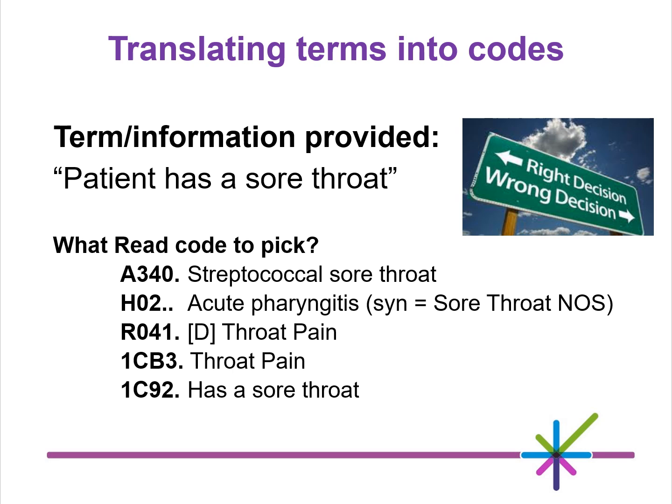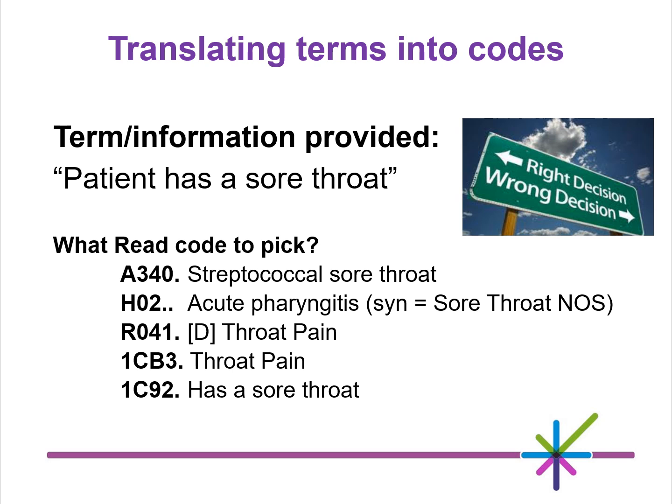R041-D, in square brackets, throat pain, is from Chapter R, the Signs, Symptoms and Ill-Defined Conditions chapter. Codes 1CB3, Throat pain, and 1C92, Has a sore throat, are both from Chapter 1, the History and Symptoms chapter. This is an example of how important it is to be accurate and specific in clinical records.